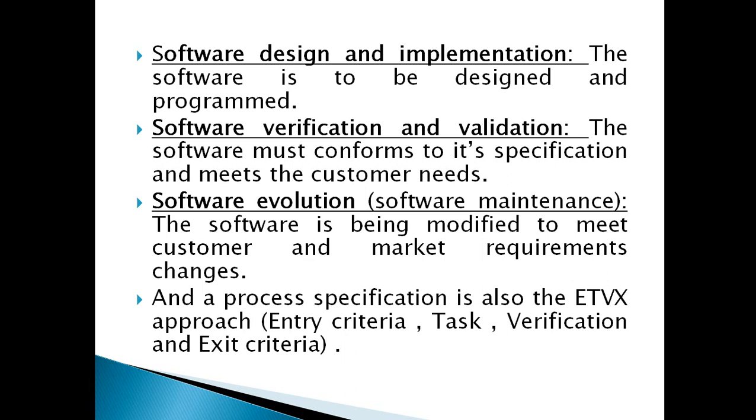Right? We go to the third point, software verification and validation. It means software testing. The software must conform to its specification and meet the customer needs. However, during testing, types of errors may occur. It may be design errors or source code errors. The developer must remove all those errors and ensure the quality of the system.